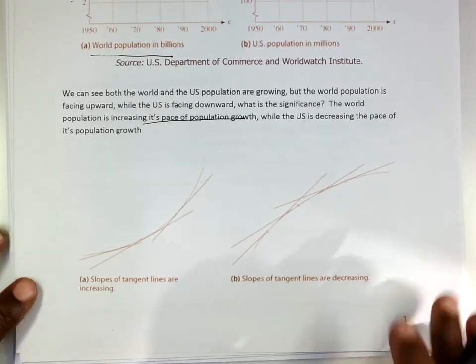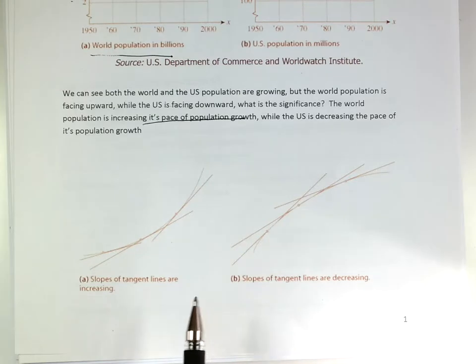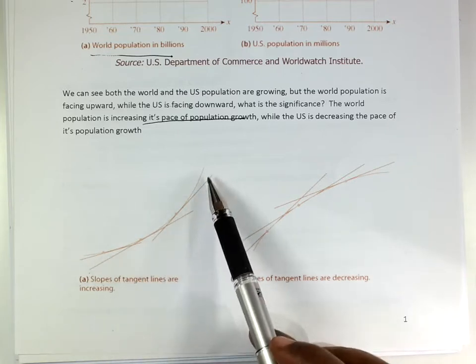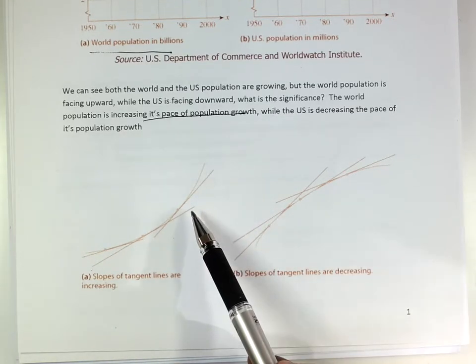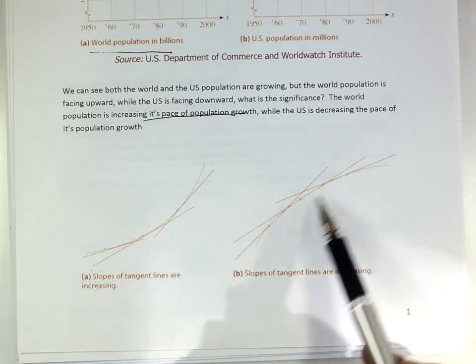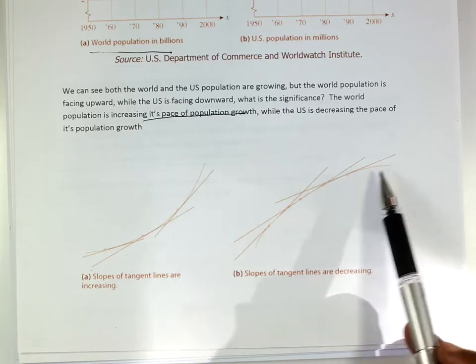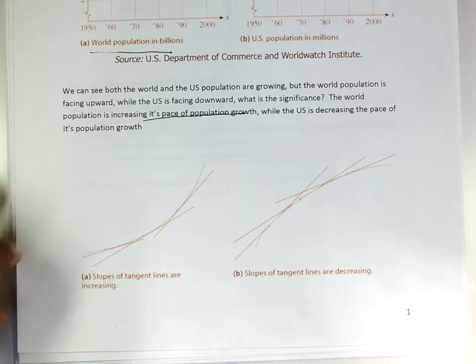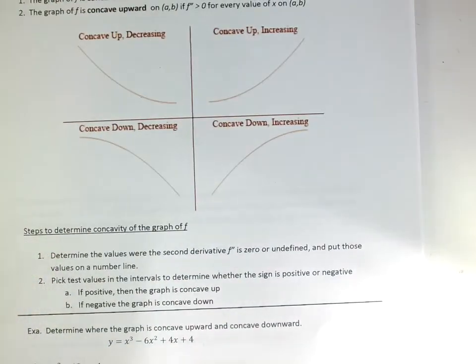So down here, I just have again the same graphs as up above, and then the tangent lines are drawn. So you can see that the tangent lines for the world are getting steeper as you move from left to right. Whereas the tangent lines for the US, you can see that they're getting less steep. They're flattening out as you go. So that tells us that in the US, we're not having a huge population growth as it is in the world in general. So we're talking about concavity.